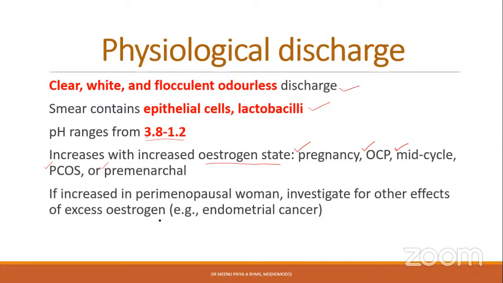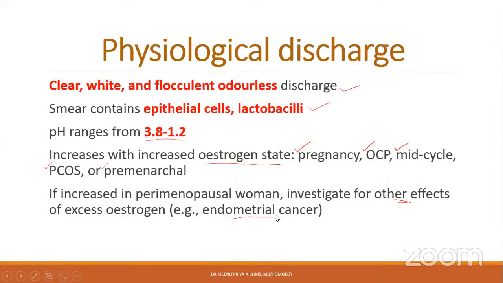But if excess estrogen is occurring in a perimenopausal woman, we should always investigate for other effects of excess estrogen. Especially endometrial cancer is one condition which occurs in a perimenopausal woman. So investigation is important here. Now, this is the normal physiology.